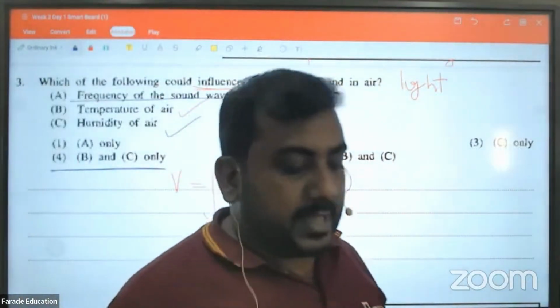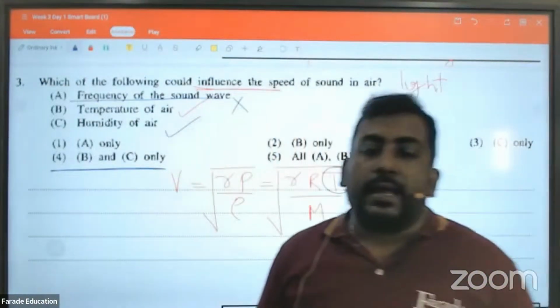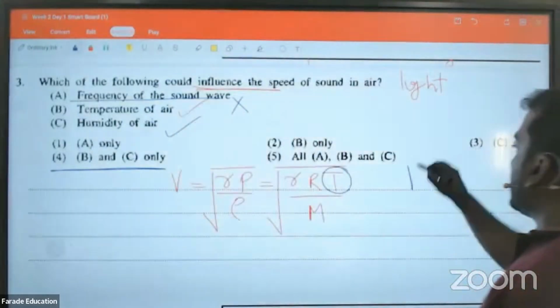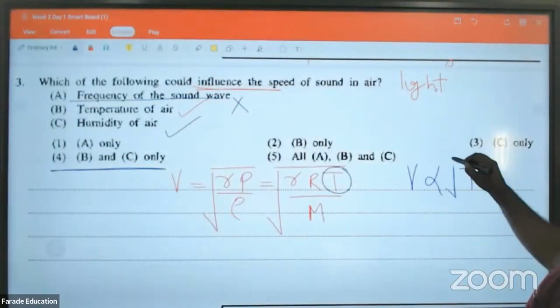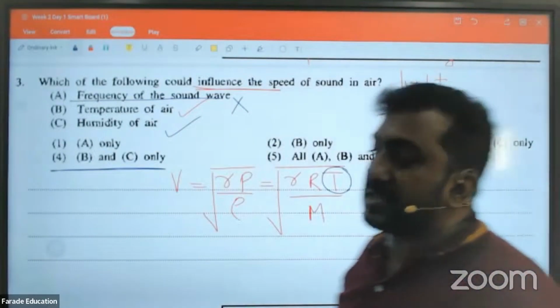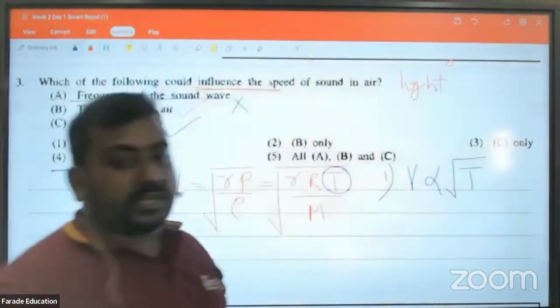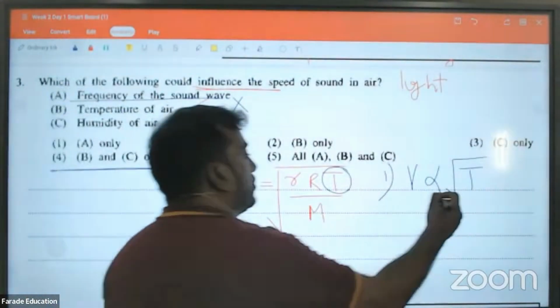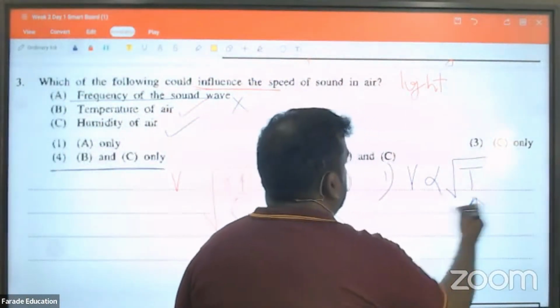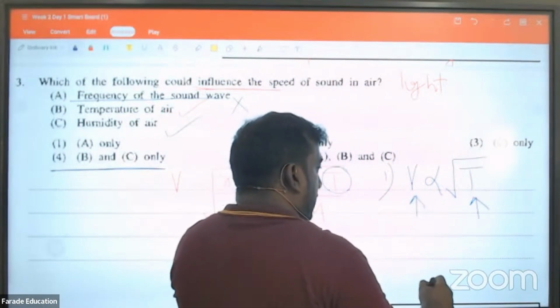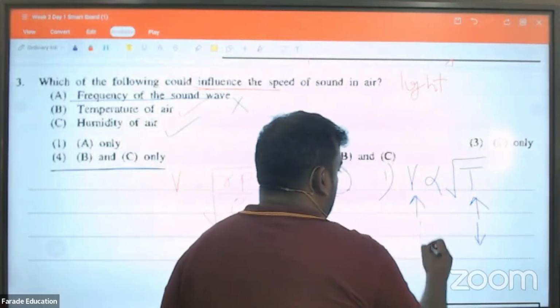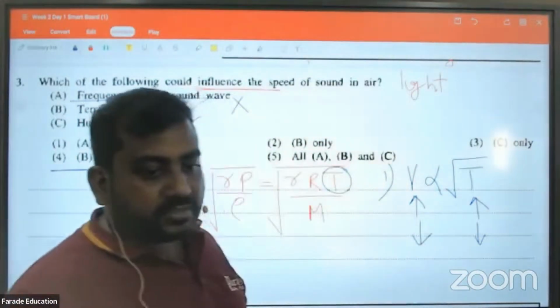Write a small sentence there. Velocity of sound in air is directly proportional to the square root of absolute temperature. Symbolically, V is proportional to the square root of T. That means when temperature increases, V increases; when temperature reduces, V reduces.